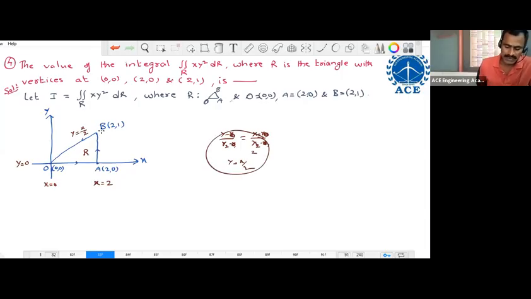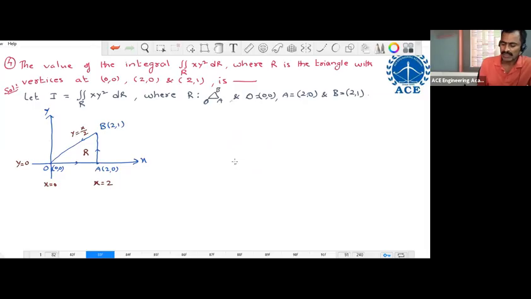Now we have the curves. Up to here, drawing the region is completed. Now after drawing the region, we can find the limits of the integral in two ways. Here I will show you how to find the limits in both ways.